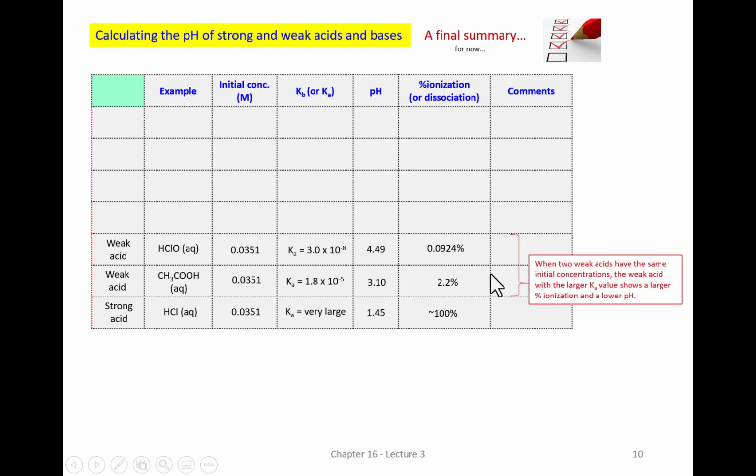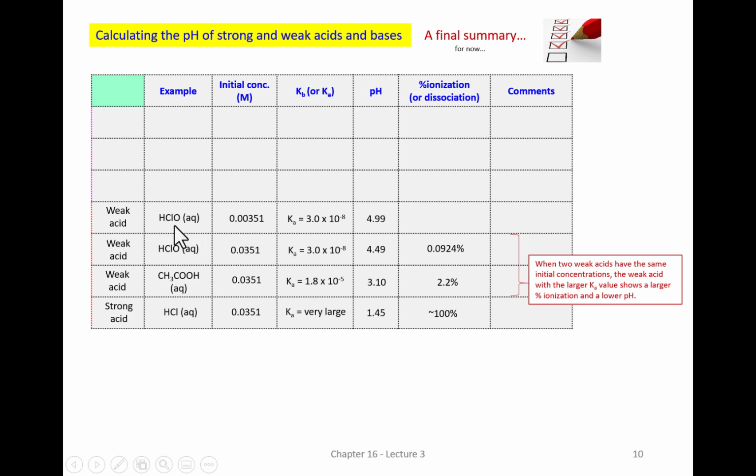We can stop here and just compare our two weak acids, and you can see we have two weak acids that have the same initial concentrations, but the weak acid with the larger Ka value, which would be acetic acid, shows a larger percent ionization and a lower pH. Now we can only make this comparison if we kept something constant, and here it was the initial concentrations of both, and the acid with the larger Ka will show a lower pH and a higher percent ionization.